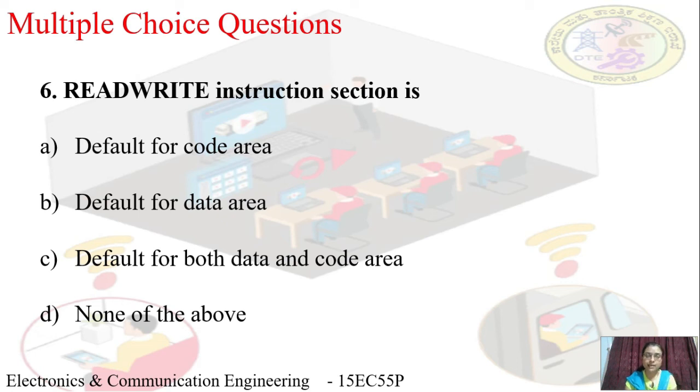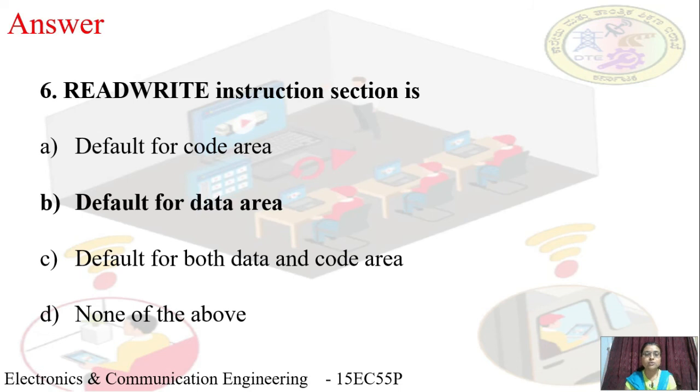So as I said, in the area directive, the read write instruction section defines the section having both read and write access. So it can be used for writing the data. So it is a default for data area. So hence the option is B, default for data area.